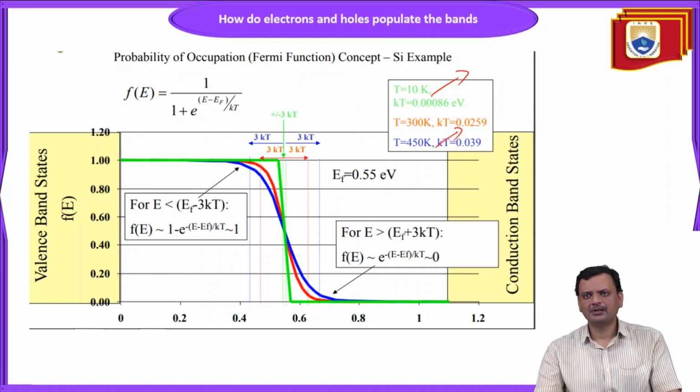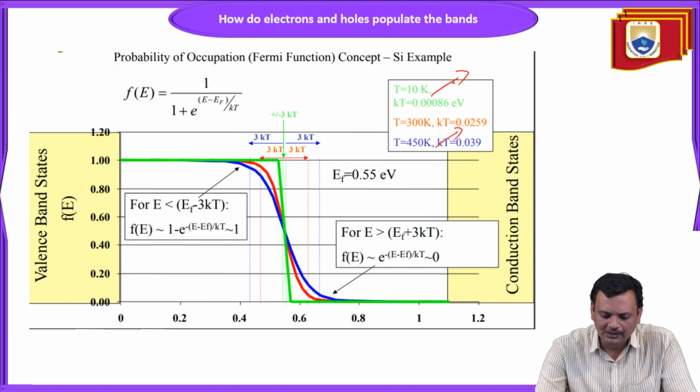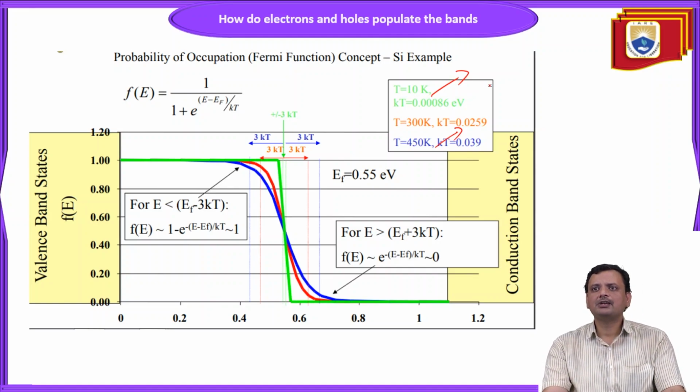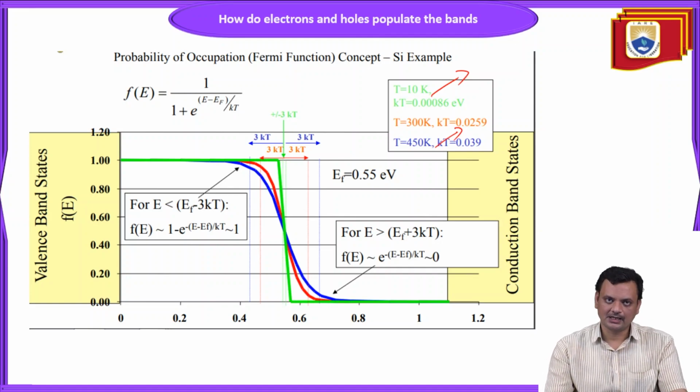So see what happened. Once T is equal to 10 Kelvin, the kT value is 0.0086 electron volt. Once T is equal to 300 Kelvin, k multiplied by T is 0.0259, a little bit of an increase. Once T is equal to 450 Kelvin, the kT value is 0.039.